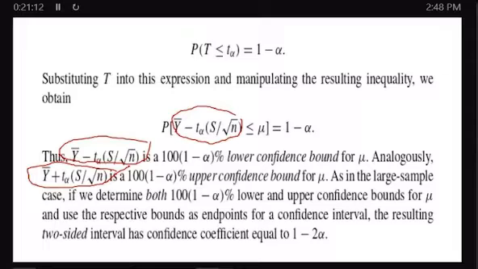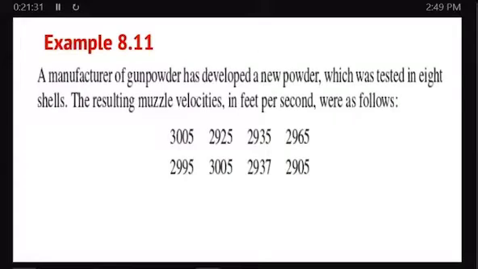But let me tell you this. The only difference between this and what we did the other time for the large sample is just that T replaces Z and the sample standard deviation replaces the population standard deviation. Now I'm going to walk us through an example. A manufacturer of gunpowder has developed a new powder which was tested in 8 shells. The resulting muzzle velocities in feet per second were as follows.